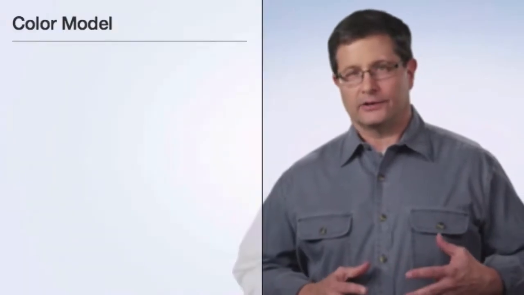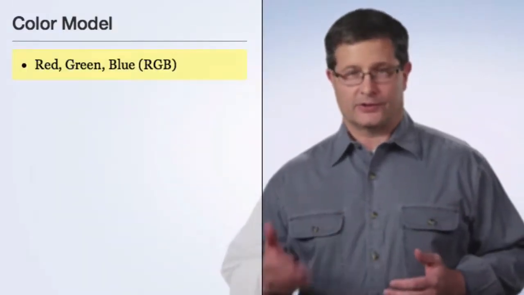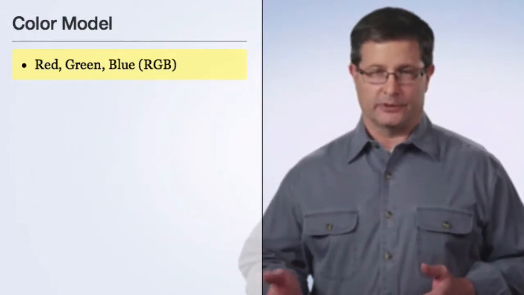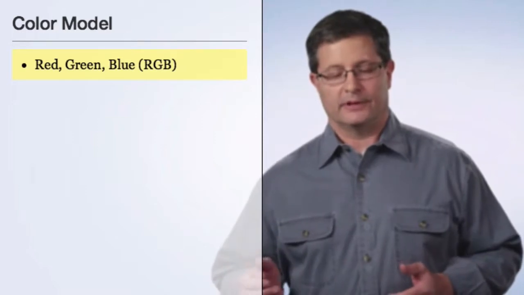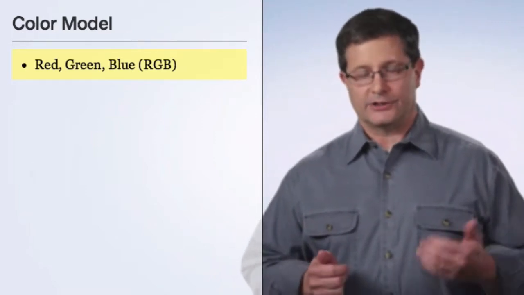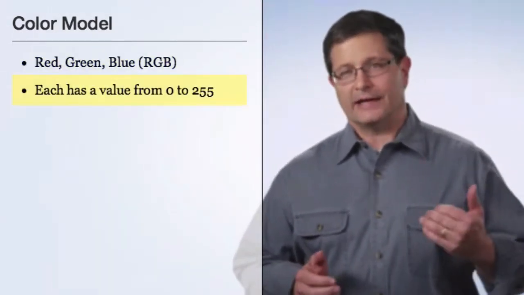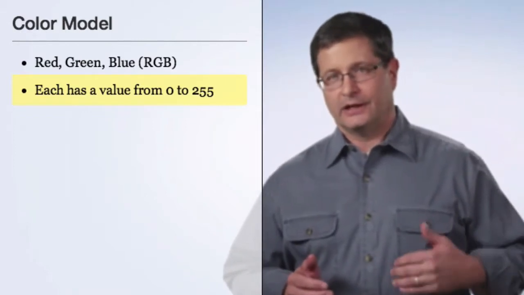So as we begin our study of graphics, we need to think about how first to represent colors. All colors on our computer are going to be represented as having a certain amount of red, a certain amount of green, and a certain amount of blue. This is often abbreviated RGB for red, green, and blue.